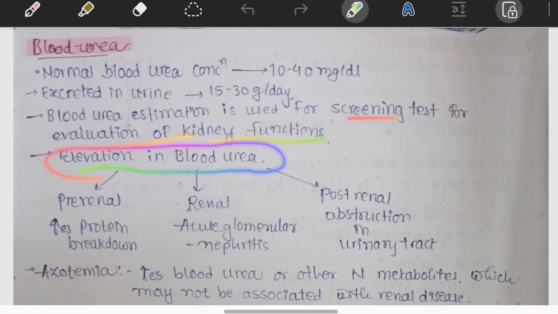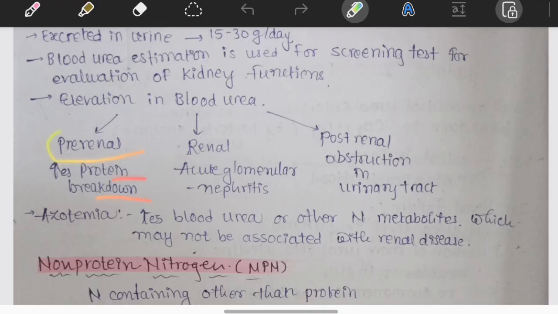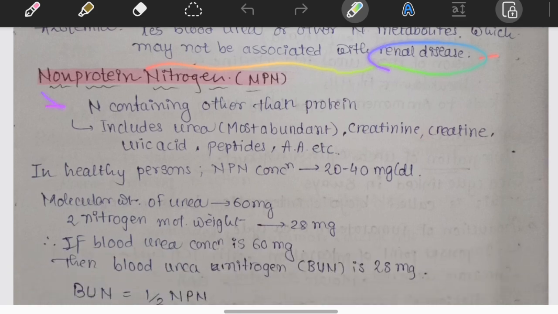Elevation in blood urea has three main causes: pre-renal, renal and post-renal. Increased protein breakdown is pre-renal, acute glomerular nephritis is renal, and obstruction in the urinary tract is post-renal. Azotemia is the clinical condition of increased blood urea or other metabolites, which may not be associated with renal disease. Here is one more point related to nitrogen compounds and the urea cycle.